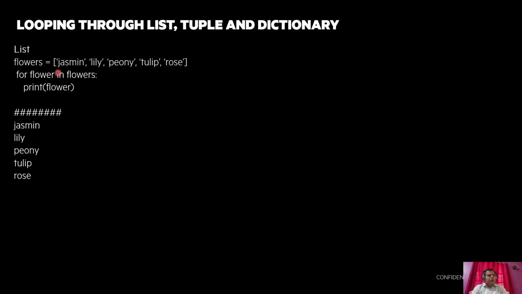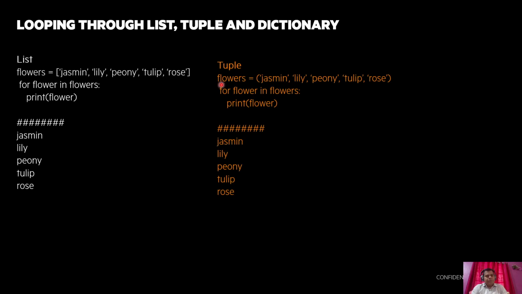Now, how can we traverse through the existing collections? It's very simple. The for loop has the capability to start retrieving the items from the list and start working on them. So when you say for flower in flowers, it means we get the jasmine, the lily, the peony and so on, which is very similar in the tuple. We have flowers as a tuple, and then we are calling for flower in flowers and doing the action. We can see that there is no difference while using the for loop with the tuple.